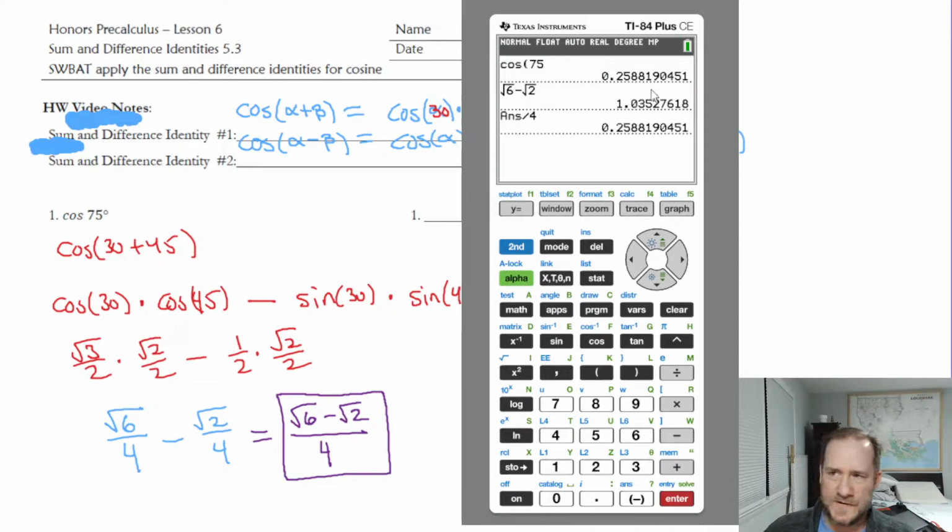And so now you can see that first decimal expansion that you see here for cosine 75 is equal exactly to our final answer down here. So that's the goal of what we're doing in these first couple lessons. Lesson 6 and lesson 7 are both about taking cosine expressions that we previously could not evaluate, and now we can evaluate them using our new identity.